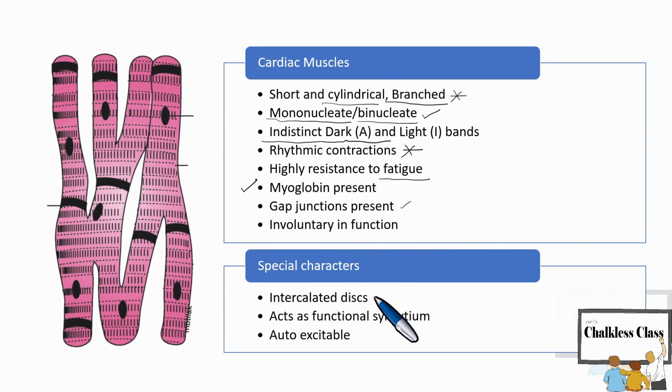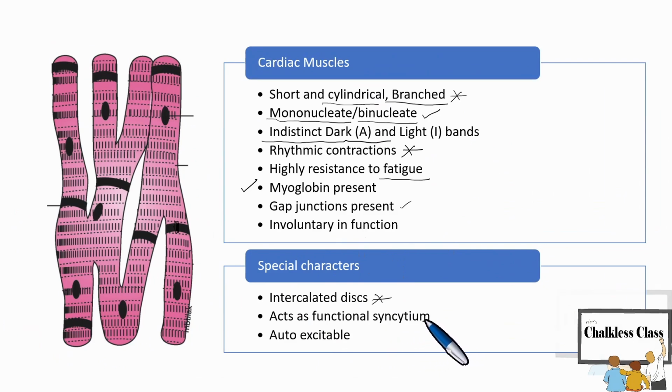These have intercalated discs. What are intercalated discs? These are the thickened areas of sarcolemma, that is the plasma membrane of two cells. They merge and form a thick structure called intercalated disc. These intercalated discs bear gap junctions. Through these gap junctions, ions can be exchanged between two cells. So, these cardiac muscles act as a functional syncytium.